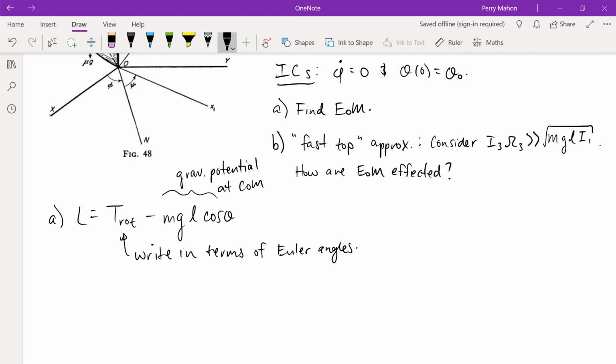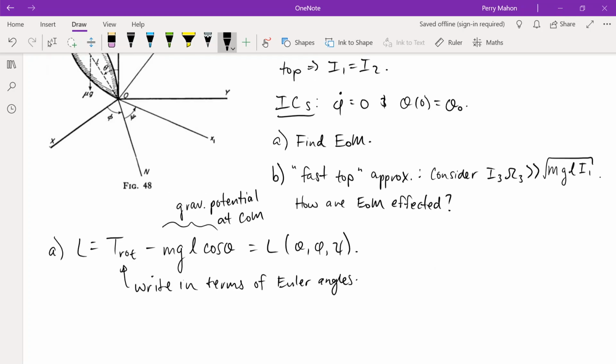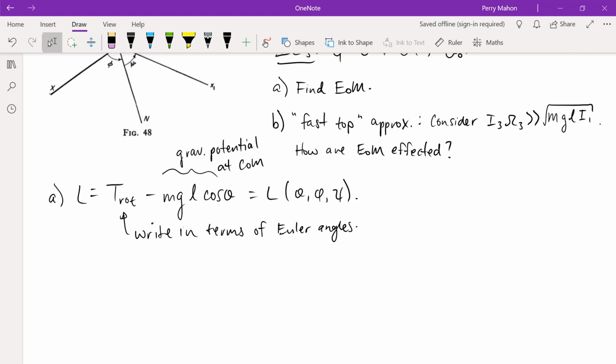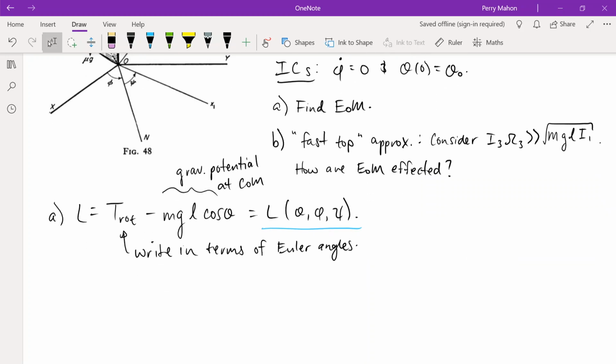And if we do so, then we see that L will just be a function of theta, phi, and psi, right? Because of this heavy condition, and the fact that the potential only depends on the Euler angle theta results in the Lagrangian having this form here. And this is what we would expect from the motivation that I tried to give previously, that this is a system of 3 degrees of freedom, and thus the dynamics should be described by a Lagrangian with 3 generalized coordinates.